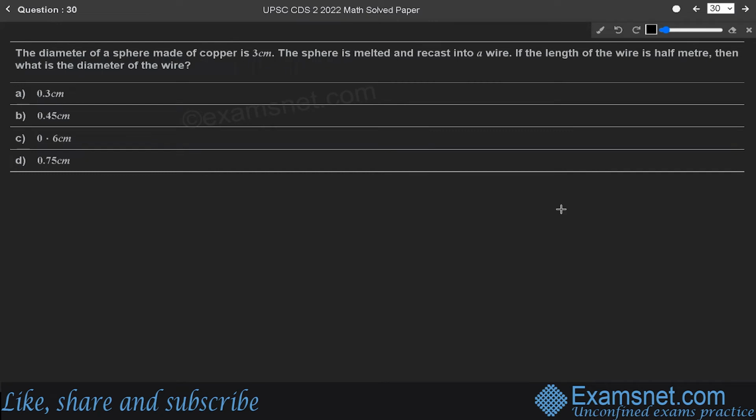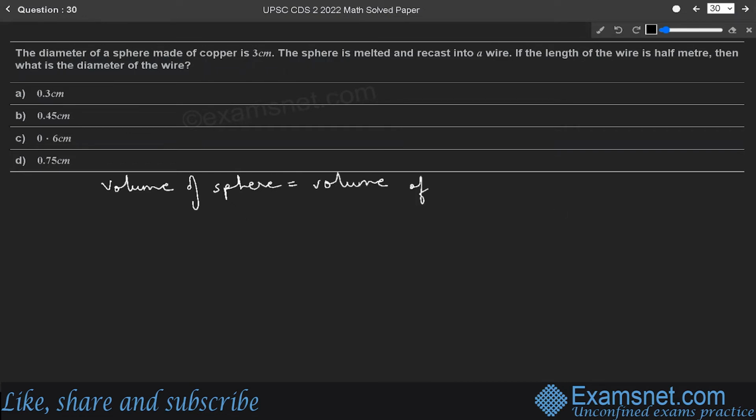Next question is: the diameter of a sphere made of copper is 3 centimeter. The sphere is melted and recast into a wire. If the length of the wire is half meter, then what is the diameter of the wire? See, if any substance is melted, then volume remains same. It means that volume of sphere will be equal to volume of wire.